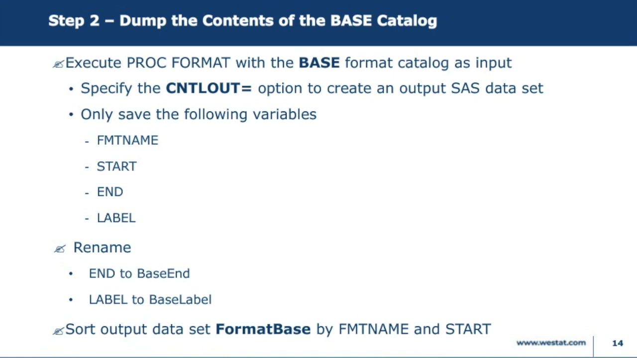And while we're doing that, we're going to change the name of end to base end, since we're dealing with the base catalog. And we're going to change the name of label to base label, since we're, again, dealing with the base catalog. And after we do that, we're going to sort the data set by format name and start for the upcoming match merge in step number 4.